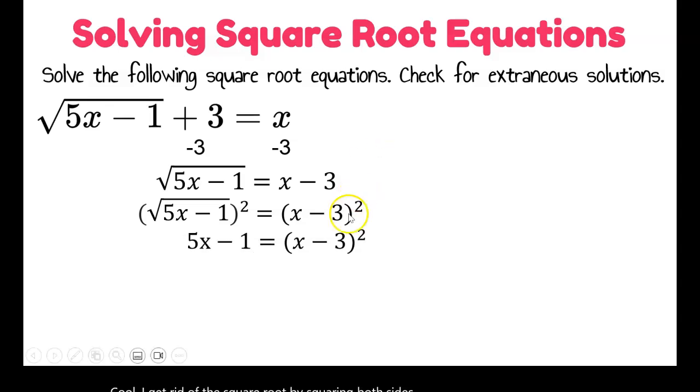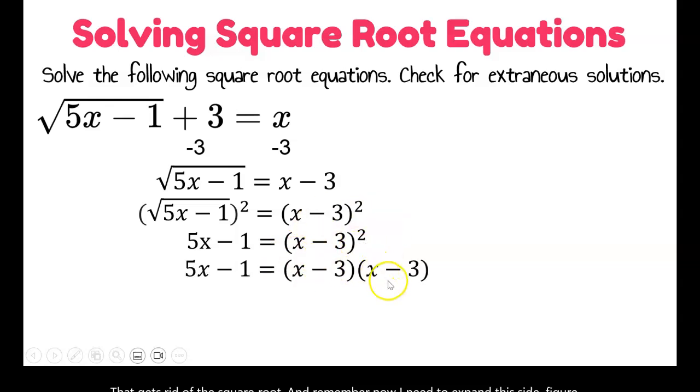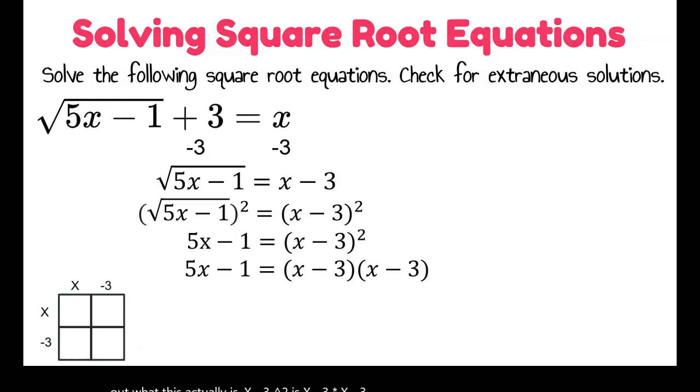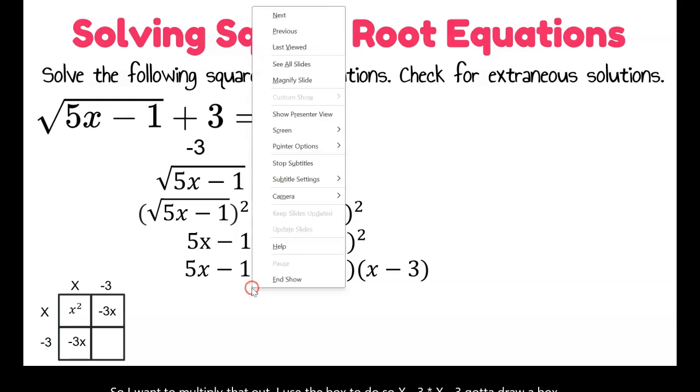And remember, now I need to expand this side, figure out what this actually is. X minus 3 squared is x minus 3 times x minus 3. So I want to multiply that out. I use the box to do so. X minus 3 times x minus 3, gotta draw a box. X times x gives me x squared. X times negative 3 gives me negative 3x. Negative 3 times x gives me negative 3x. And negative 3 times negative 3 gives me positive 9.